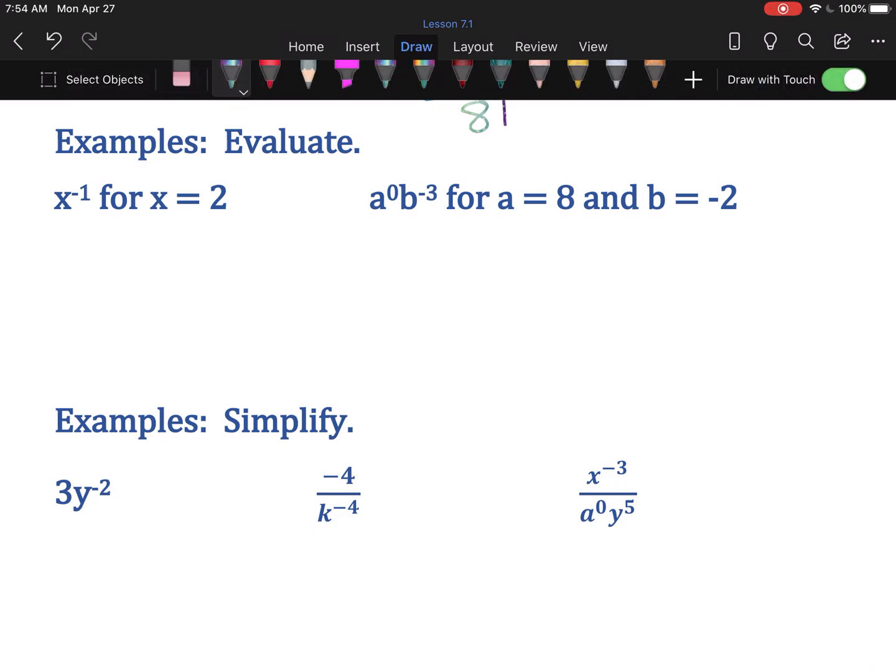Evaluate. So these are plug in and solve. Evaluate x to the negative first power for x being 2. The first thing you should do is write down 2 to the negative first. Replace x with 2. Negative exponent should scream at you, move me to the denominator, where it will become positive. So now we have 1 over 2 to the first. And 2 to the first is just 2. Anything to the first power is itself.